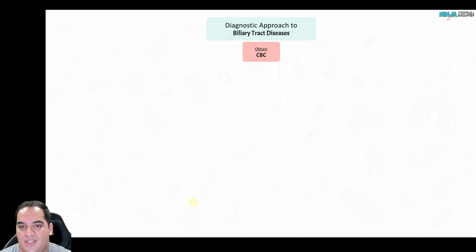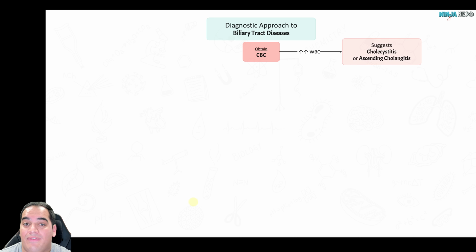Well, the first thing is to get a CBC. I find that this helps because it lets you see if there is leukocytosis associated with a fever. If they have a very high white count, then I definitely think that there's an infection of the biliary tree, and there's only two types: cholecystitis or ascending cholangitis. So that helps me out a little bit. Then let's go to the next thing.